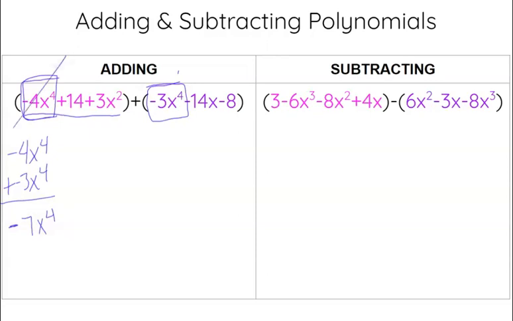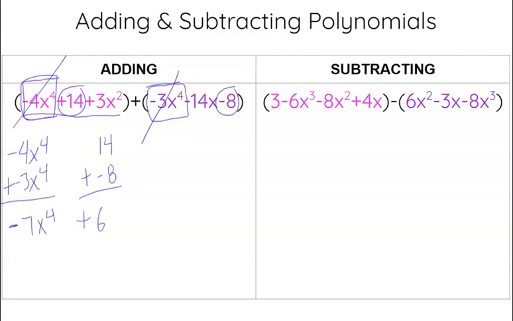So now I've used those two terms. I won't be using them again. I'll cross them off. I go to the next term in the pink parenthesis, which is positive 14. So now I ask myself, is there another term that does not have a variable with it? And that would be this negative 8 right over here. So now I can do 14 plus negative 8, or just 14 take away 8, is a positive 6.